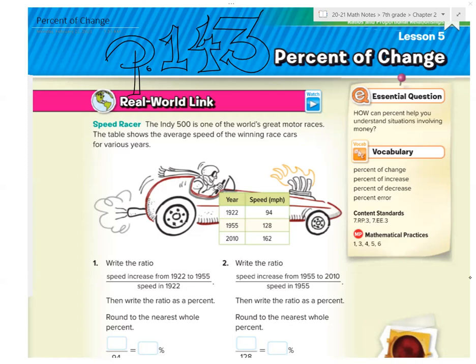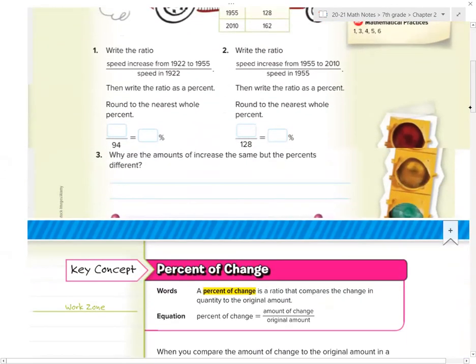The Indy 500 is one of the world's great motor races. The table shows the average speed of the winning race cars for various years. So back in 1922, the fastest average time for the winner was 94 miles per hour. However, in 1955, it jumped all the way up to 128 miles per hour. And then in 2010, 162 miles per hour. So it says, write the ratio.